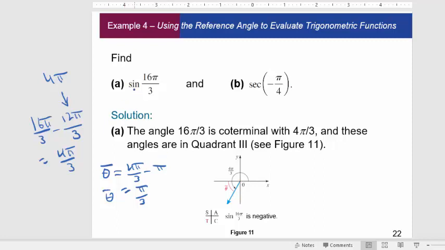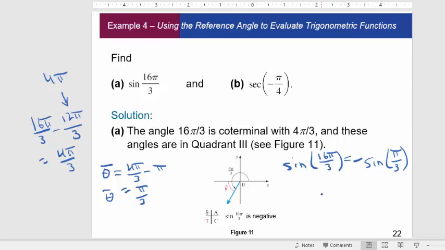And also, you're in the third quadrant, so if you use your ASTC, that means tangent is negative. I'm sorry, tangent is positive. We want to find the sine. So sine is actually going to be negative in this third quadrant. So the sine of 16 pi over 3 is not going to be the same as the sine of pi over 3. It's going to be the opposite of the sine of pi over 3, because sine of pi over 3 is positive, but we want the opposite of that, because we know sine is negative in the third quadrant.